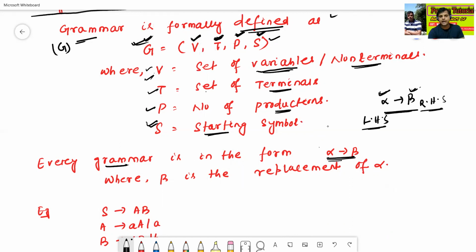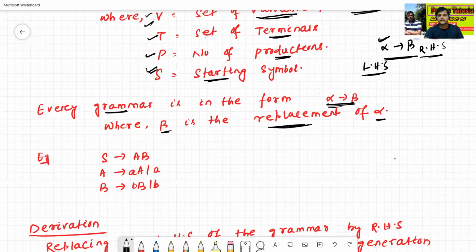Here beta is the replacement of alpha. When we discuss some examples of grammar, then we can understand in more detail. Now we'll try to understand the meaning of V, T, P, S, meaning set of non-terminals, set of terminals, set of productions, and starting symbol, with the help of one example.